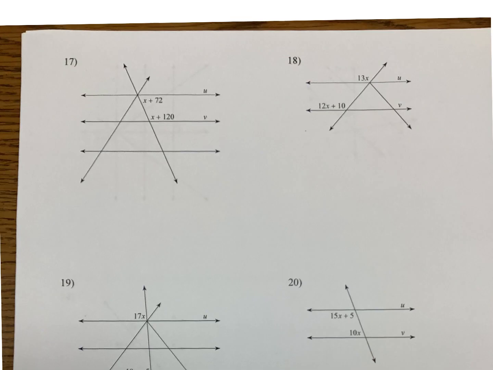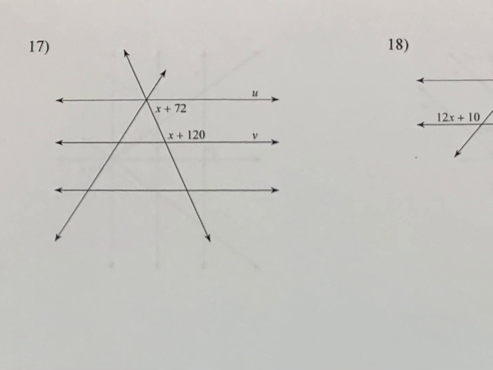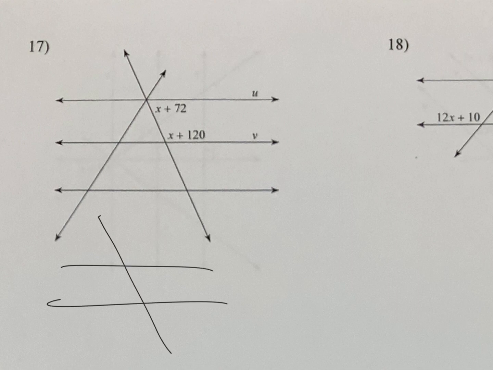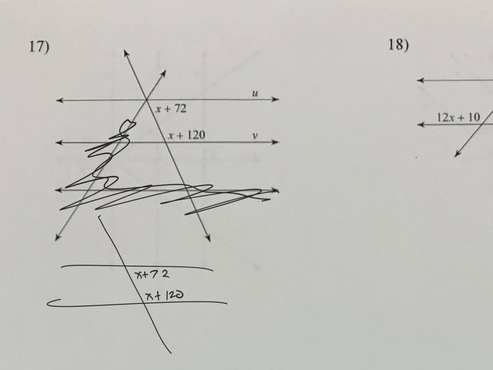Page 4. Again, if the picture looks weird, redraw it. Get rid of the stuff you don't need. So I'll just draw it down here for you. We have that transversal and the top two parallel lines. So an x plus 72 and an x plus 120. So we got rid of all this other stuff here.